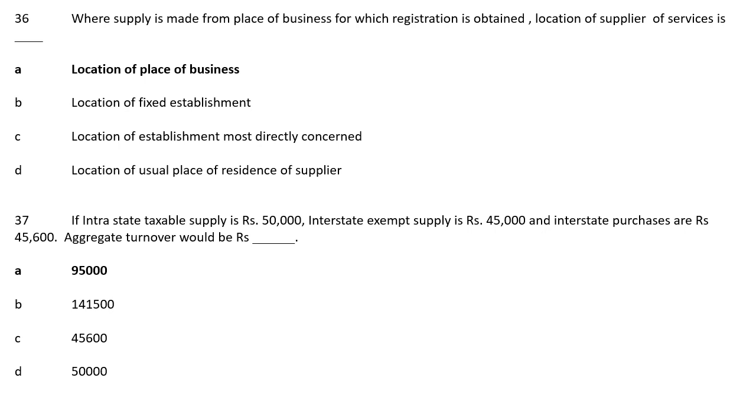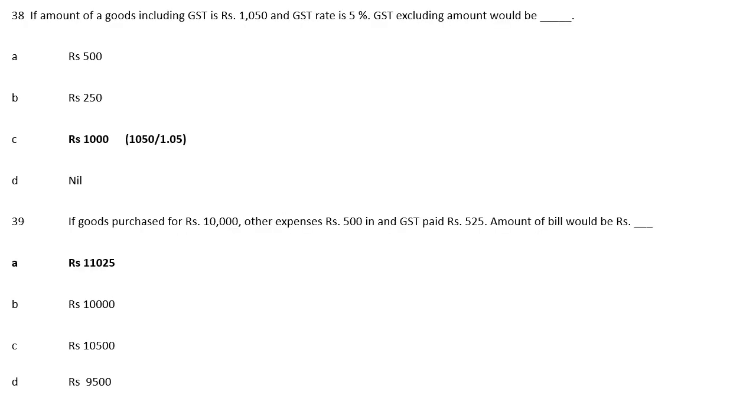Option number A, 95,000. If the amount of the goods including GST is rupees 1050 and GST rate is 5%, GST excluding amount would be option A 500, option B 250, option C 1000, option D nil.